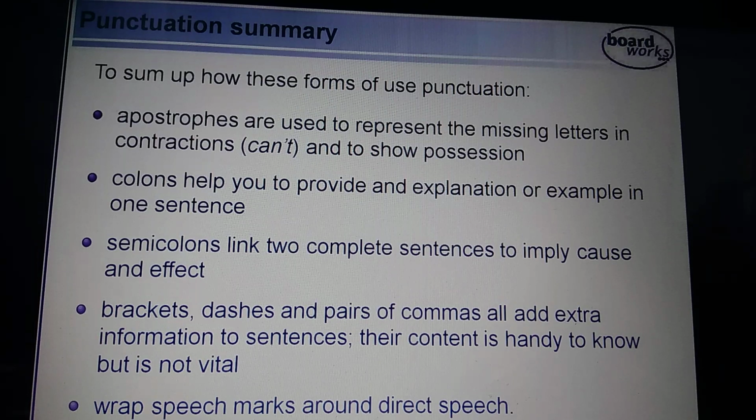And the last: wrap speech marks around direct speech. So we have learned these points today.